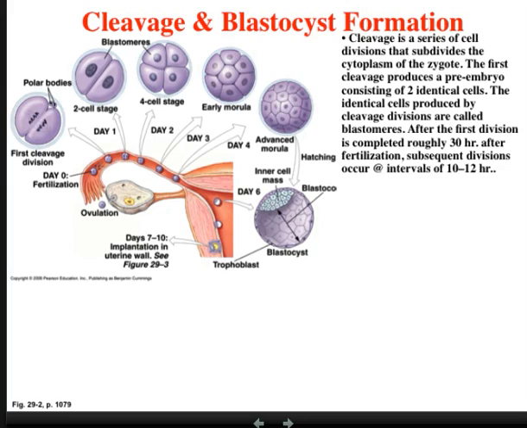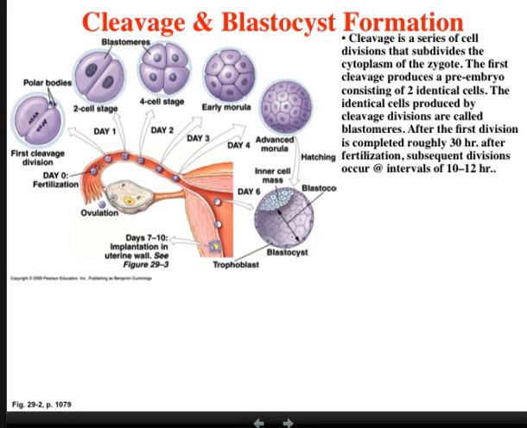The first cleavage produces a preembryo consisting of two identical cells. Well, identical in the sense that they appear the same, but to be absolutely accurate, they are not exactly identical. They have different distributions of proteins and message in those two cells that divide right after that initial cleavage. So they're identical to a point. They do contain the same genetic material. The identical cells produced by this cleavage are called blastomeres.